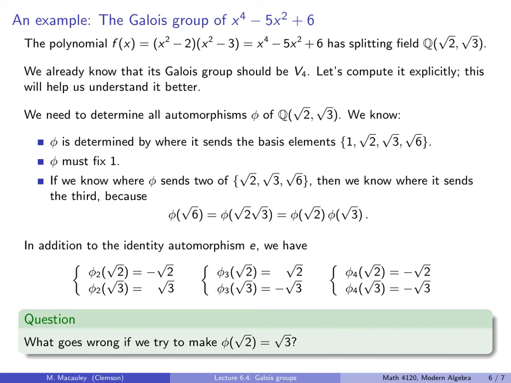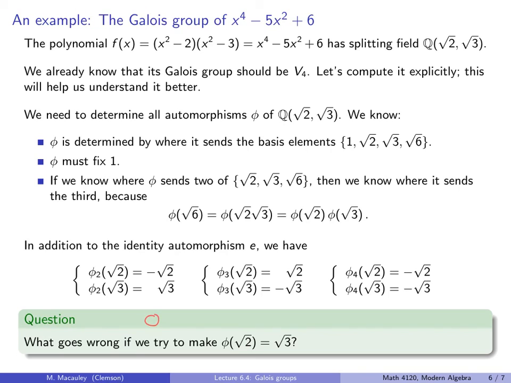Let me ask you a question, something you might be wondering. What goes wrong if we try to force the condition that phi sends root 2 to root 3? Why does that not generate an automorphism? And this is something that I will encourage you to do on your own. I think it might be on the homework, but I'll give you a hint. It's a pretty big hint too.